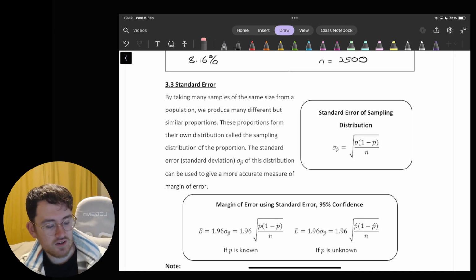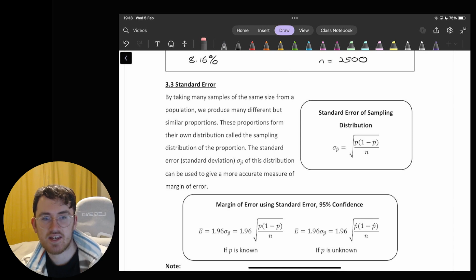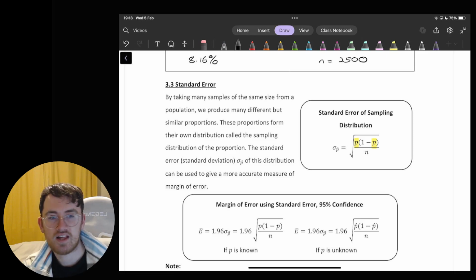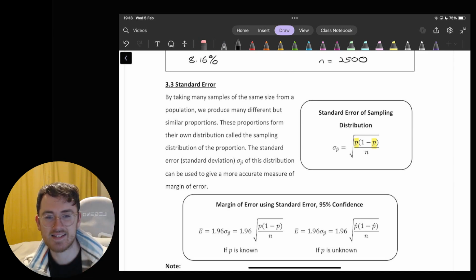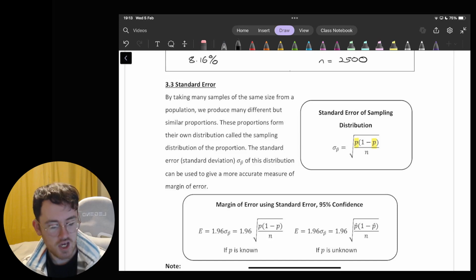And as we can see here, the standard error uses p in its calculation. We can see that on the left here, so p and 1 minus p. Now, as we know, p is the population proportion. We will very rarely, if ever, know the value of p, the population proportion. So because of that, we will more often use p hat in our calculation. We've said p hat is an approximation of p, and because of that we're going to use it in these calculations.